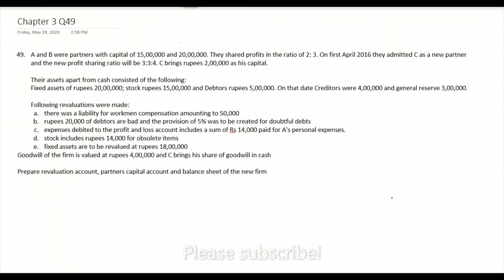Hi friends, in this module we will cover chapter 3 admission of a partner from question 49 to 50.